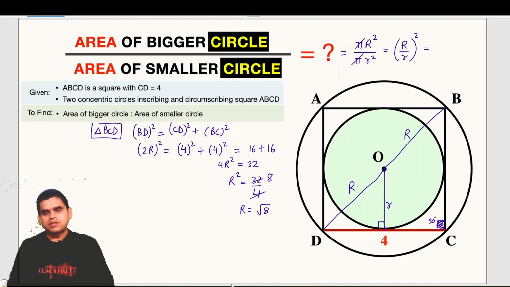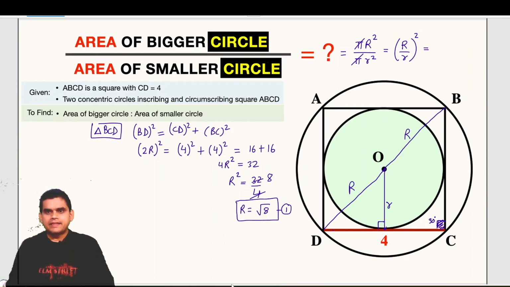Now we know the value of R. We can even write capital R is equal to 2 root 2, but right now I am leaving it as it is. This is the value of capital R. Now we want to find the value of small r.